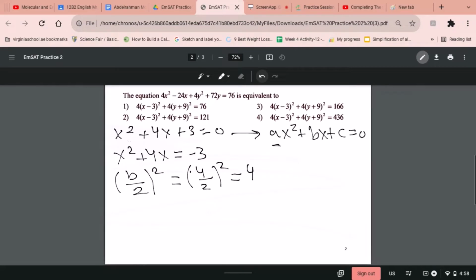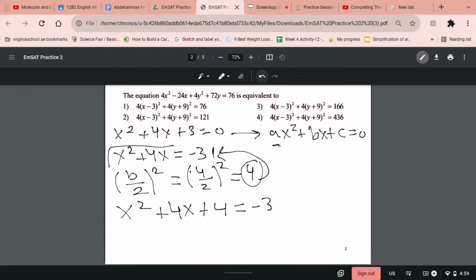So how do we input this 4 into this expression? We say x squared plus 4x. We add the 4 to both sides. This 4 we add to this side and this side. Okay, so x squared plus 4x plus 4 equal to -3 plus 4.